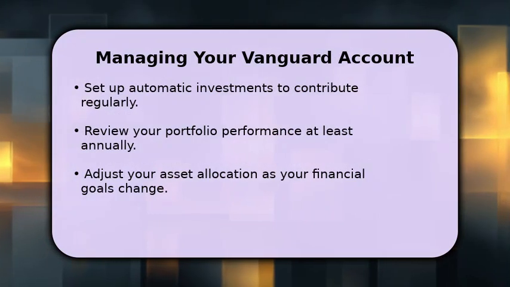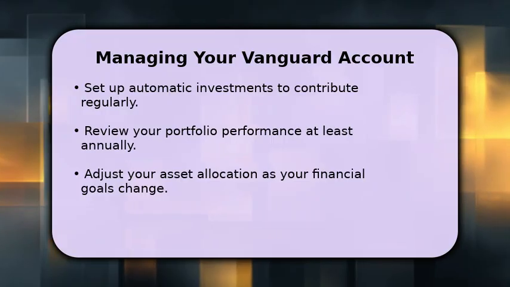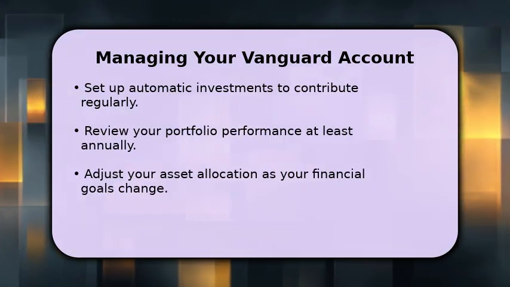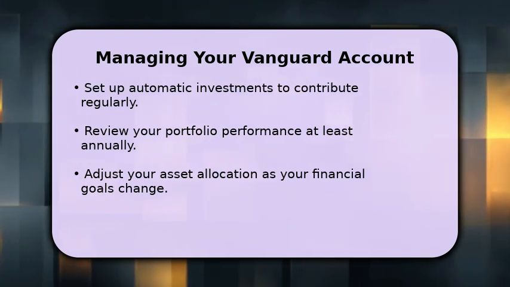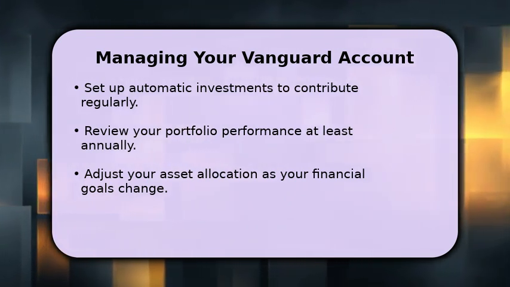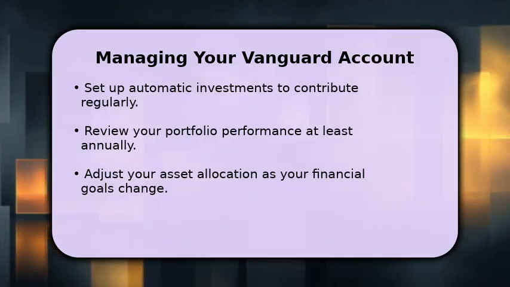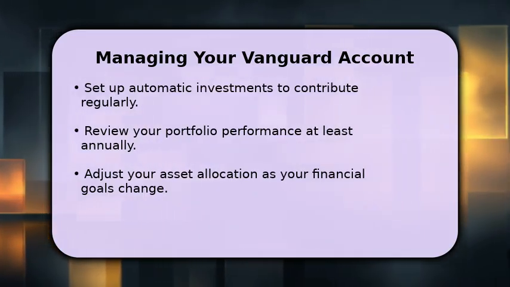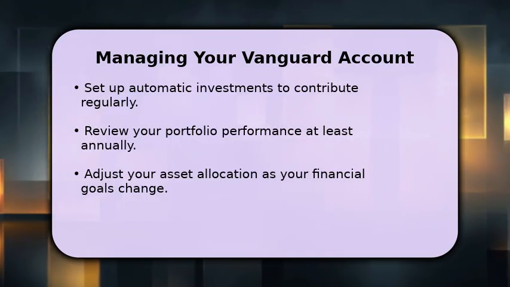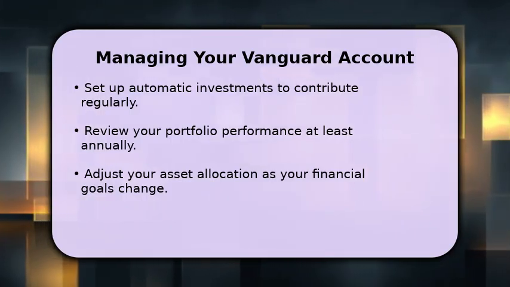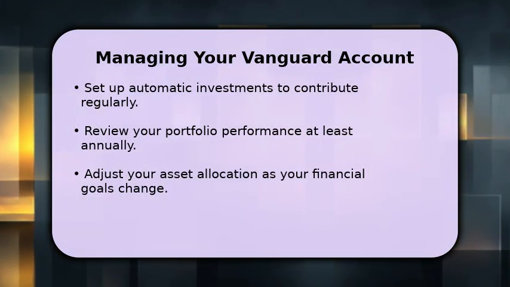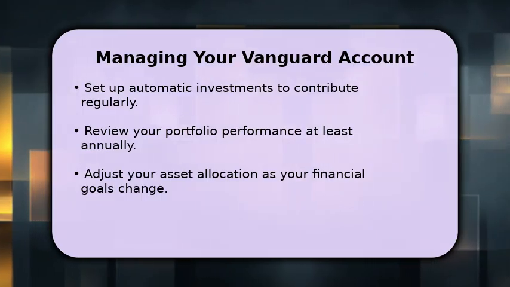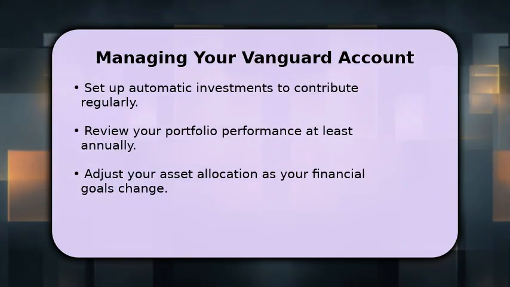After setting up your investments, ongoing management is key. Consider establishing automatic investments to contribute a consistent amount, perhaps $50 or $100, on a regular basis. Review your portfolio's performance at least once a year to ensure it aligns with your objectives. As your financial situation or goals evolve, be prepared to adjust your asset allocation accordingly to stay on track.